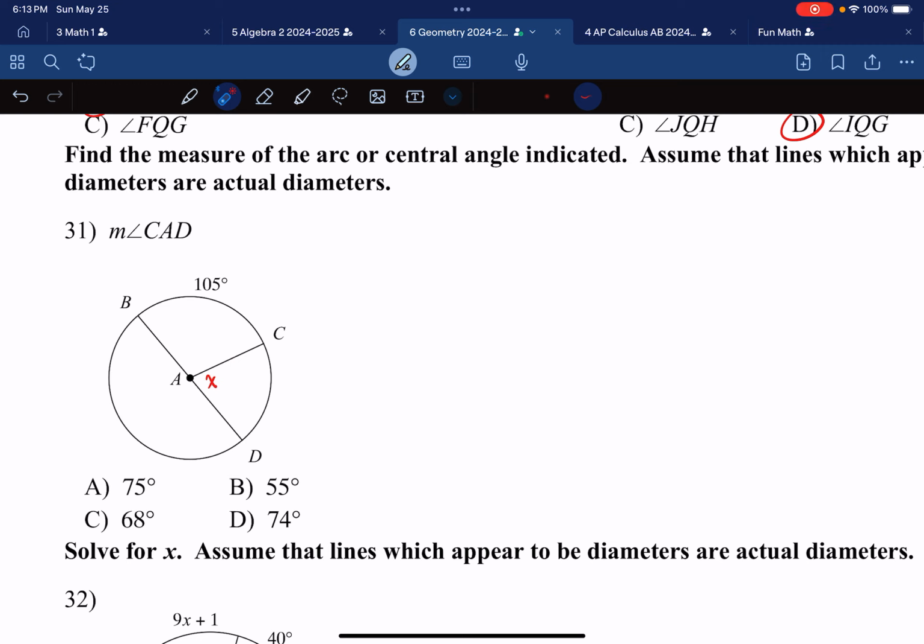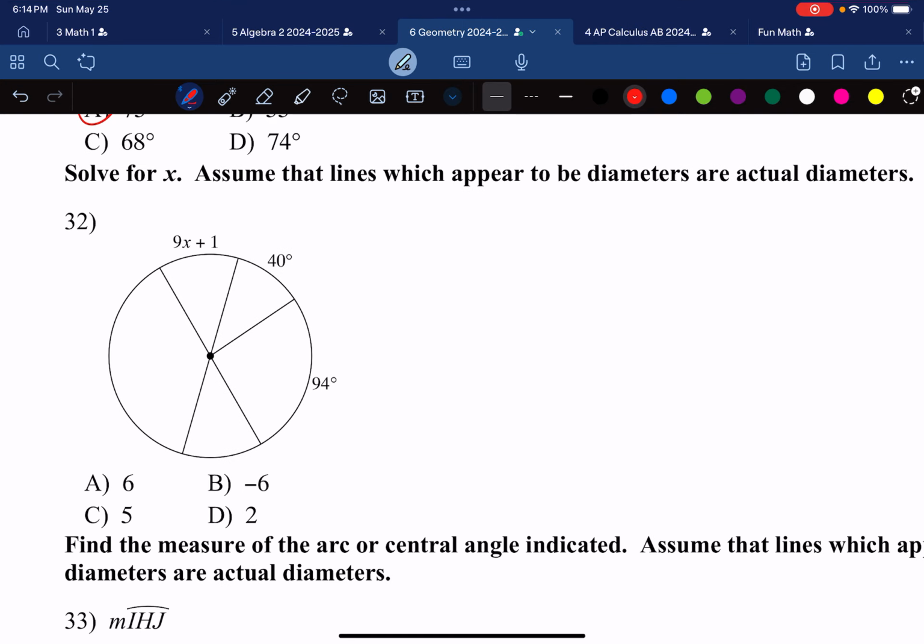Well, I know that if I have any lines that appear as diameters, they are diameters. Therefore, these two angles add up to 180 because a line adds up to 180. If this is 105, that means that this central angle is also 105, and therefore I know that these two angles have to add up to 180. I can say that 105 plus x is equal to 180. You can subtract 105 on both sides and get x is equal to, what is that going to be, 80, oh no, you have to borrow, 75. The correct answer is going to be A.